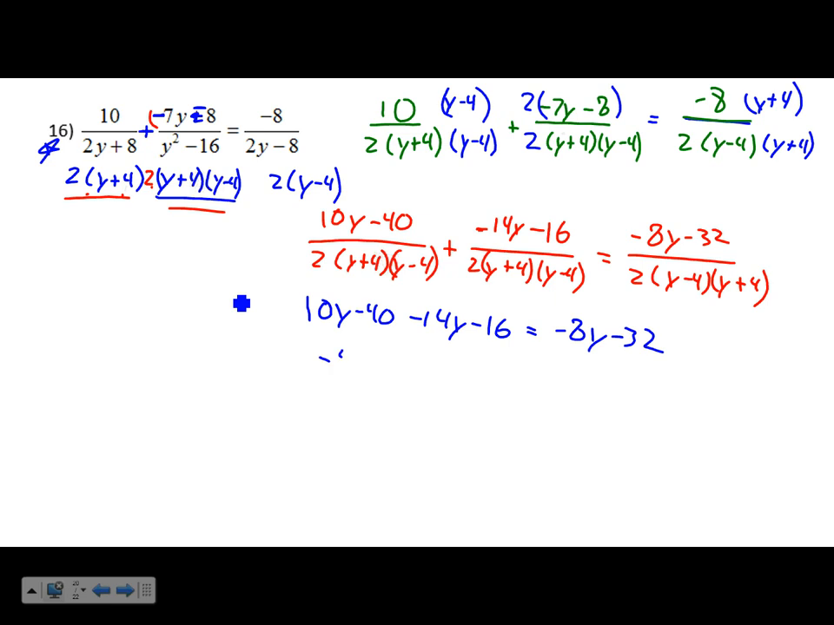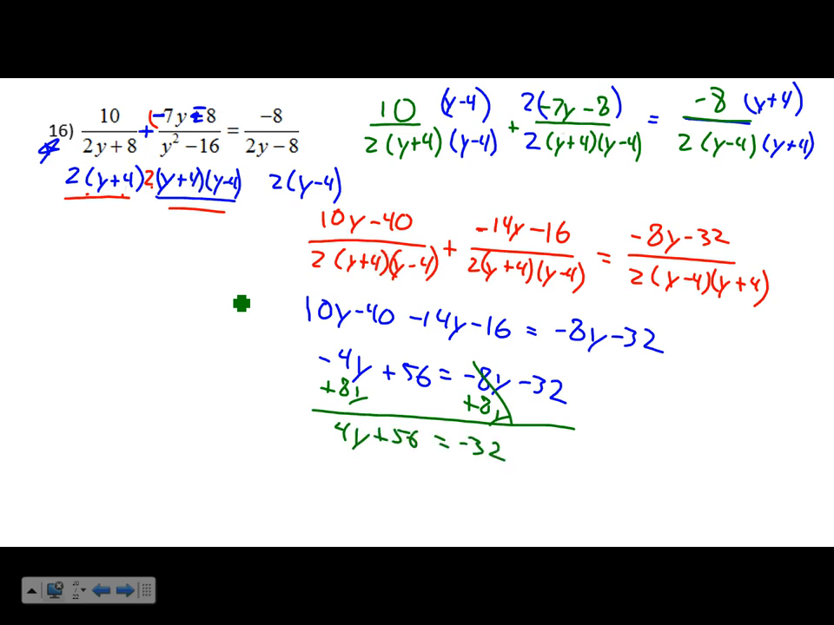Combine your like terms. We have negative 4y minus 56 is equal to negative 8y minus 32. Combine your like terms now. Cancel those. We have 4y minus 56 is equal to negative 32. Add 56. 4y is equal to 32 minus 56, which is negative 88. Divide both sides by 4. You get negative 22. y is equal to negative 22.